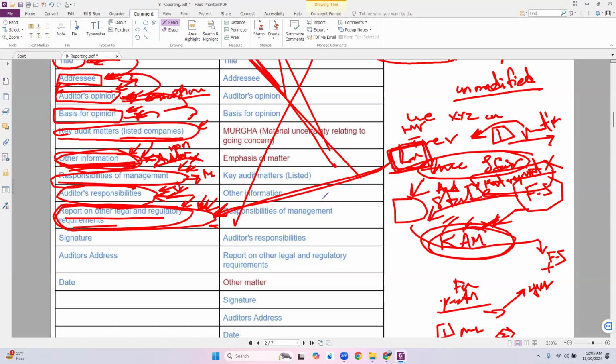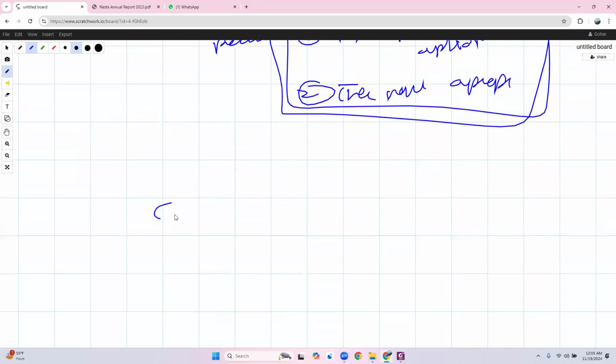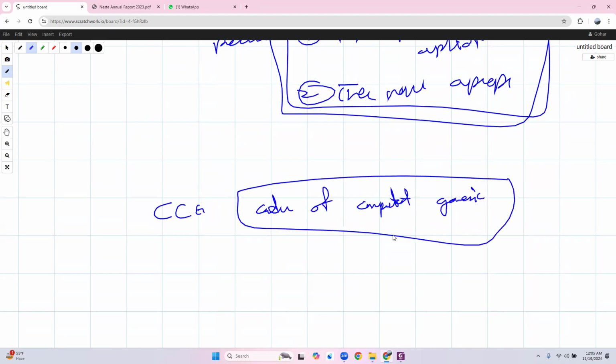Wait. Okay, so let me give you an example. CCG, Code of Corporate Governance. We have studied the Code of Corporate Governance, and I'm going to give you an example of two countries, UK and Pakistan, my country and the country you are living in right now, where the majority of the ACCA students are based, where the majority of my own students are based, UK and Pakistan.